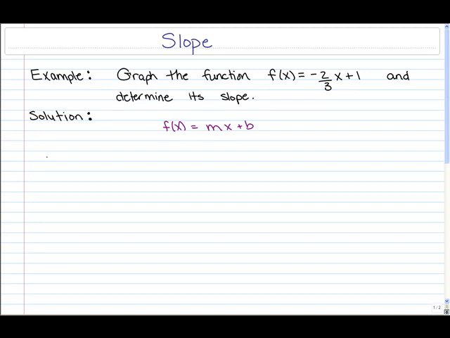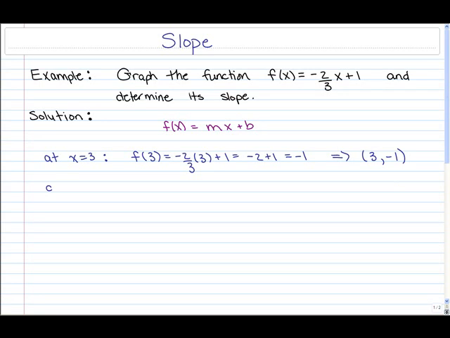So for example, if you were to just pick any value of x, so let's say at x equal to 3, what would your value of y be? Well, you would just simply plug in the value of 3 into your function. So we would have negative 2/3 times 3 plus 1, which just simply works out to negative 2 plus 1, which equals negative 1. So that gives us a point of x being 3, y equaling negative 1.